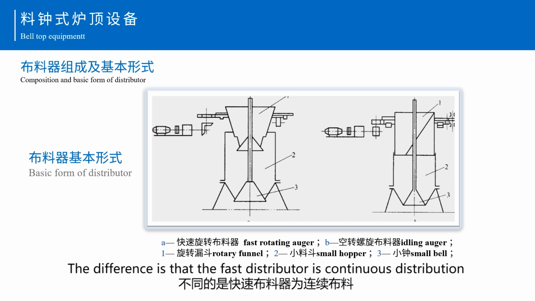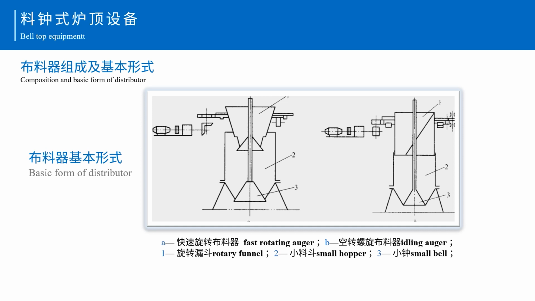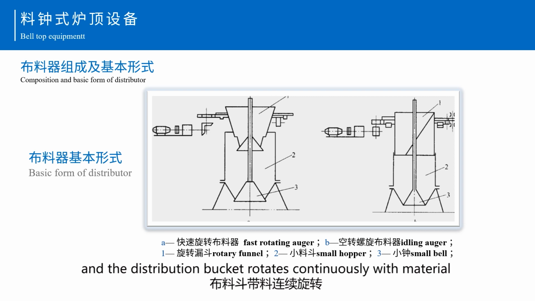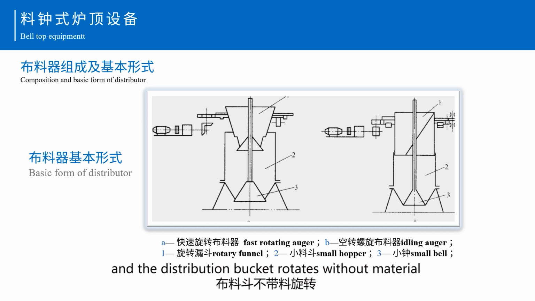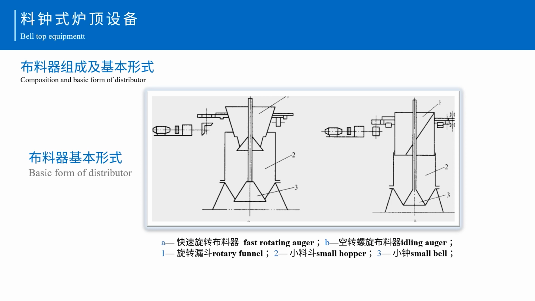The difference is that the fast distributor is continuous distribution, and the distribution bucket rotates continuously with material, while the idle distributor is fixed point distribution, and the distribution bucket rotates without material.